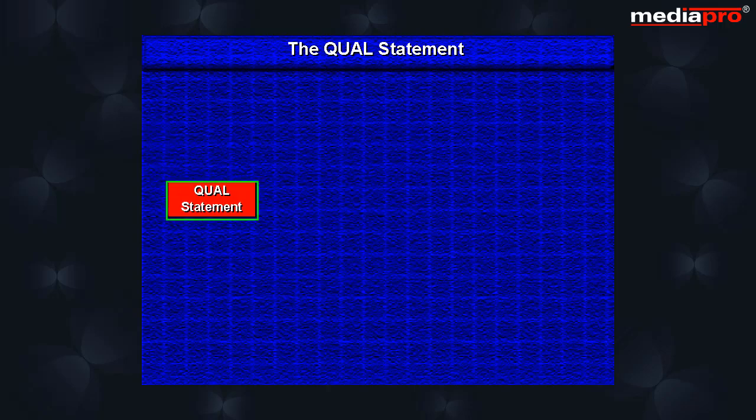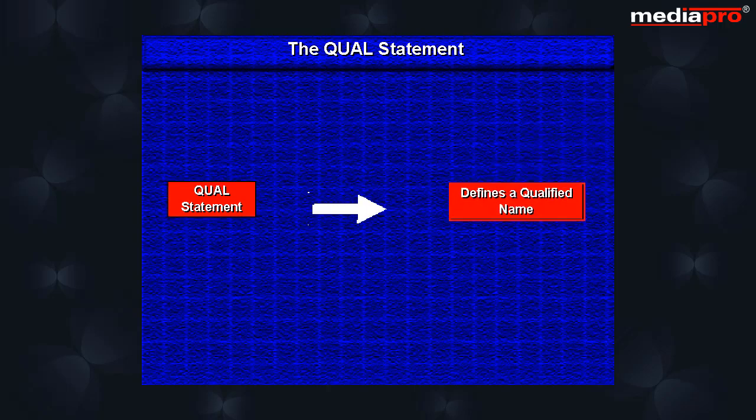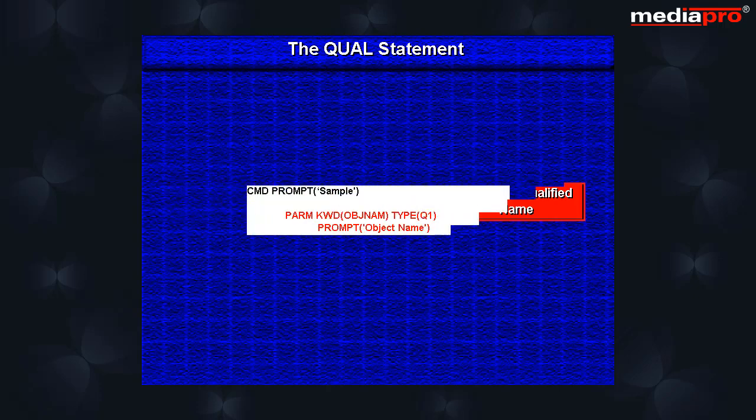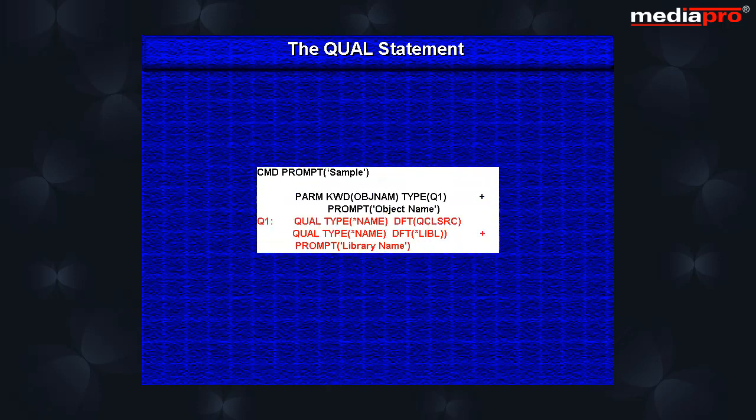Let us look at the qualifier statement. This is used to define a qualified name as a parameter. On the parameter statement, we specify a label name for the type field. The label identifies two qualifier statements that define the two parts of the qualifier name. On the qualifier statement, we can use the same parameters as those used on parameter statements. The qualifier statement for the object name is specified first.